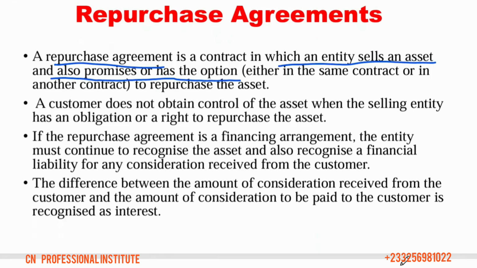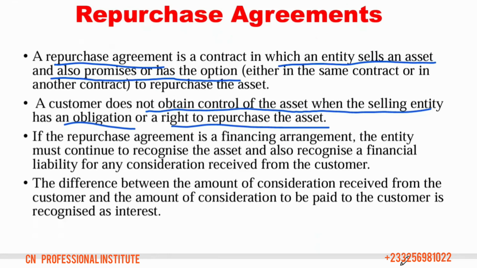It says a customer does not obtain control of the asset when the selling entity has the obligation or the right to repurchase. So you sell to the customer, and you also have the right or the option to go and buy it back again from the customer. If that's the case, then the customer has no control over the asset, and you, the one selling, you cannot recognize what? Revenue. Are you following?